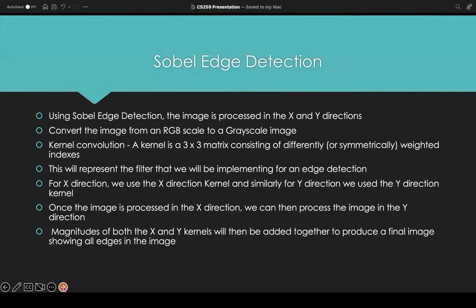When we use a Sobel edge detector, it is first best to convert the image from an RGB scale to a grayscale image. Then from there, we use what is called kernel convolution. A kernel is basically a 3x3 matrix consisting of different or symmetrically weighted indexes. This will represent the filter that we will be implementing for edge detection.